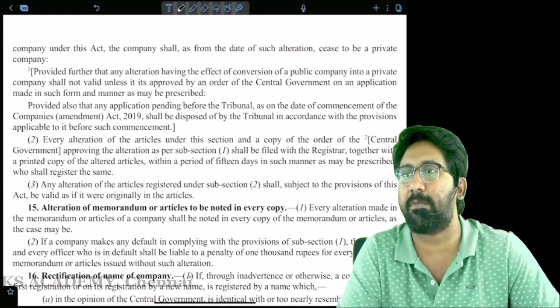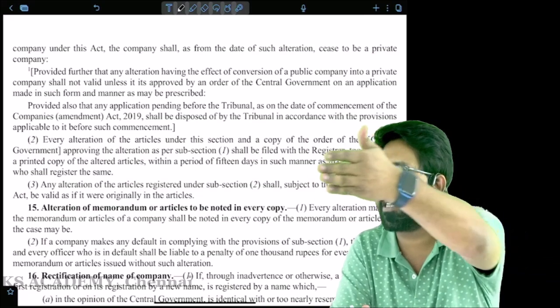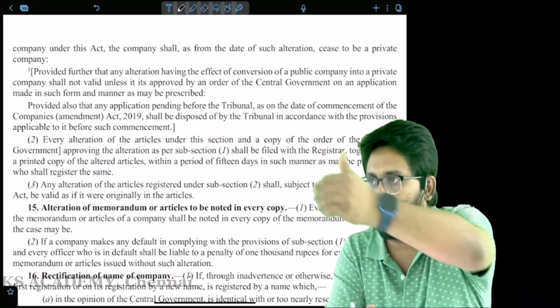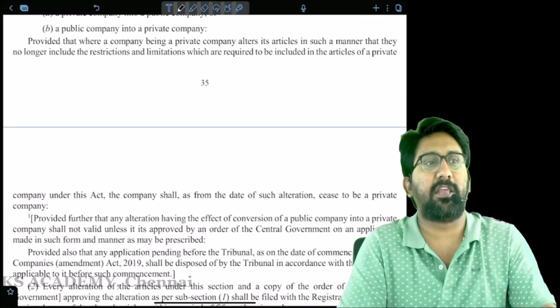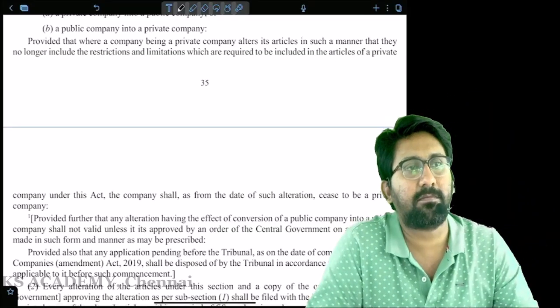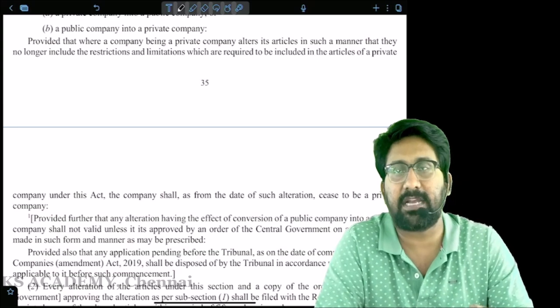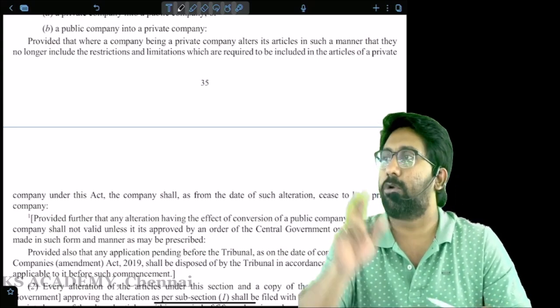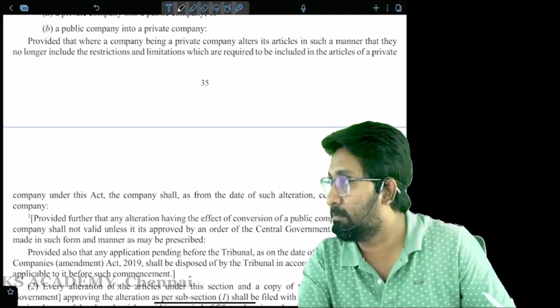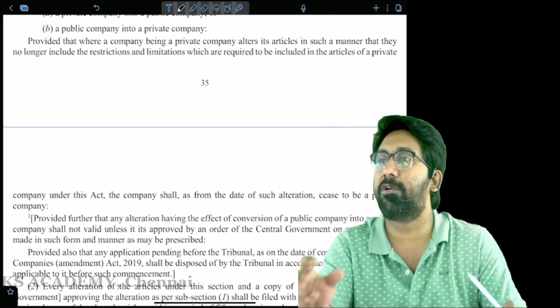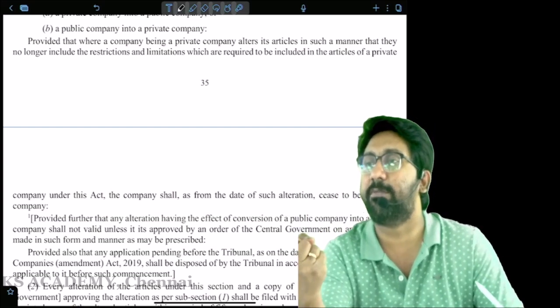Means automatically it will become what? A public company. Read again. First thing, there are two types of conversion. One, public to private. Second, private to public. To become private to public, I need to remove the restrictions and limitations.